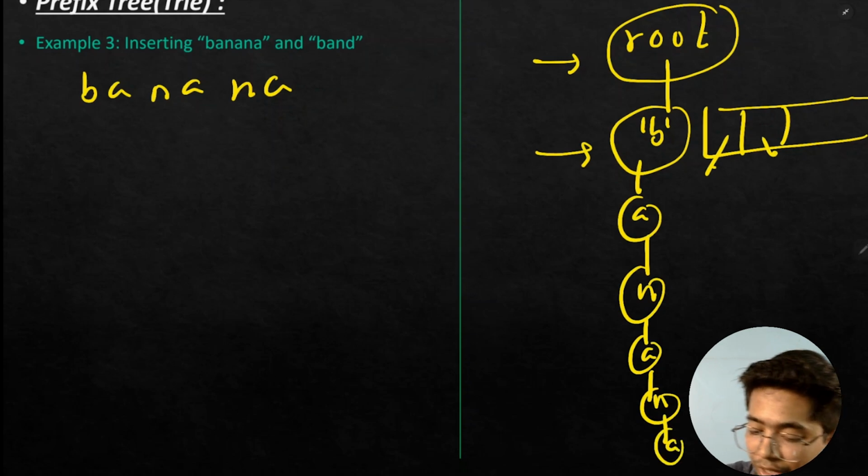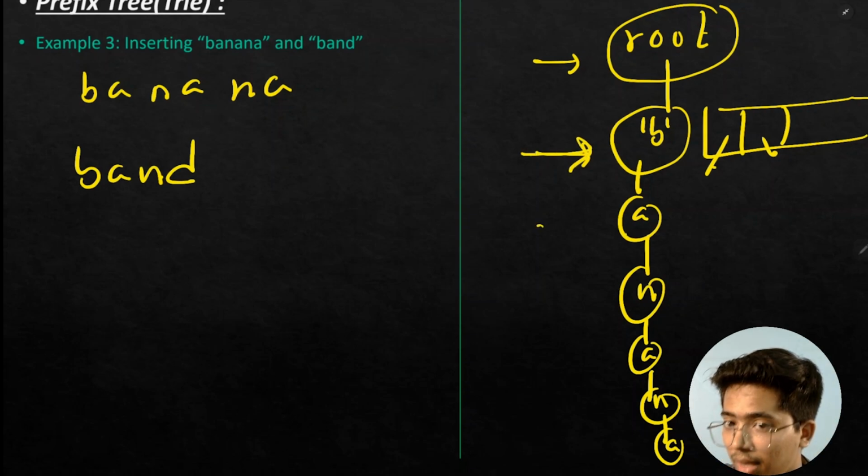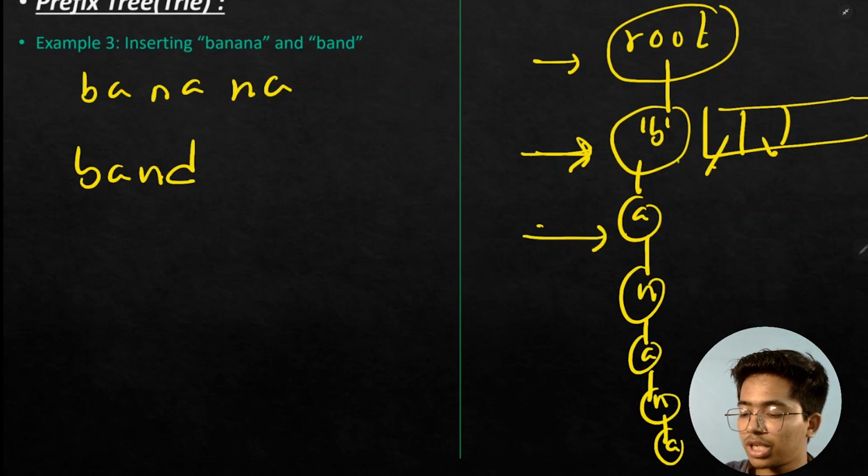All those are inserted. Now in case of band, the second word, it will check here if there is already an A. Yes, there is already an A. So it will not insert now. No insertion, it will just come down. Now it will again check if there is N.